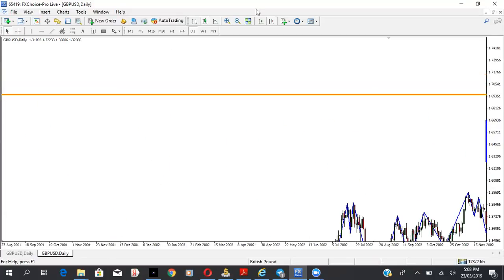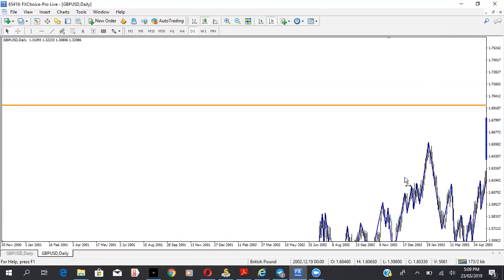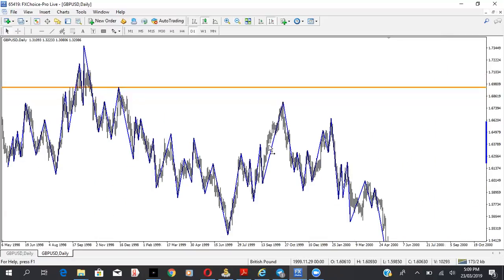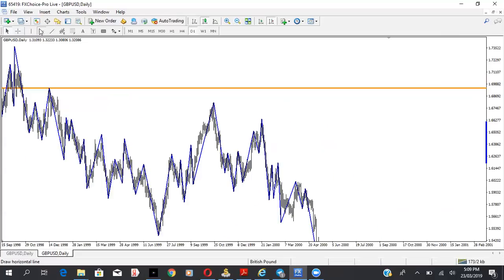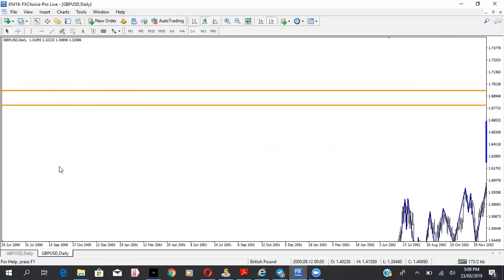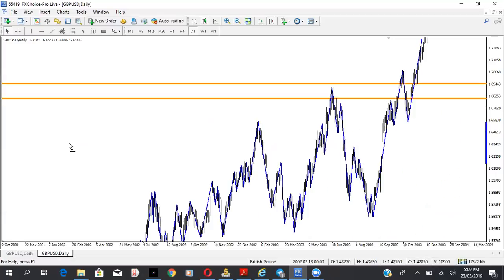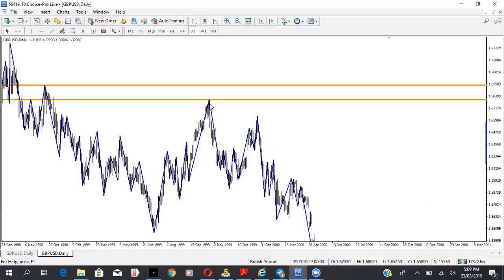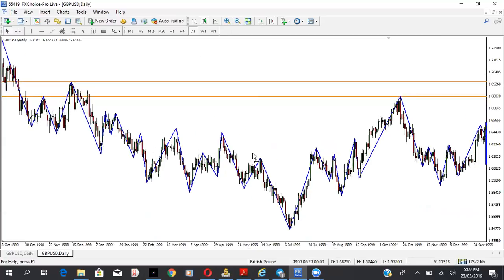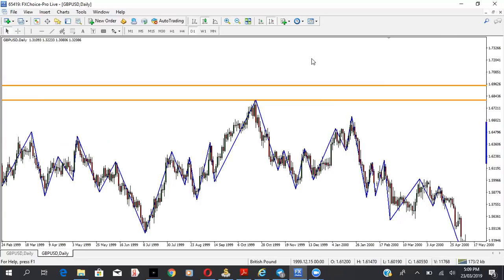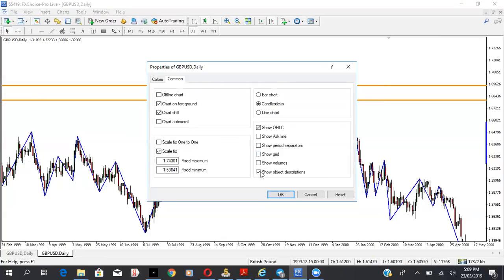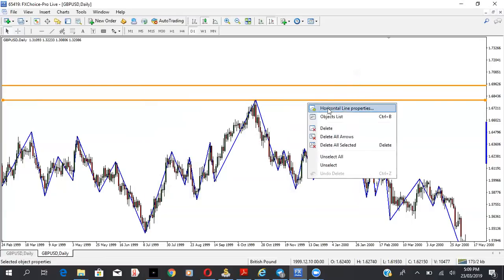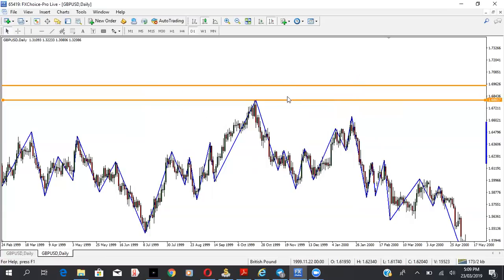So let me see if I can find the point where a level became resistance, so that I can easily show you. As you can see, let's use this point here. We picked up this high point. Price made this high and dropped. So we note this level. We note this level coming. I don't know why my lines are not showing. Okay.